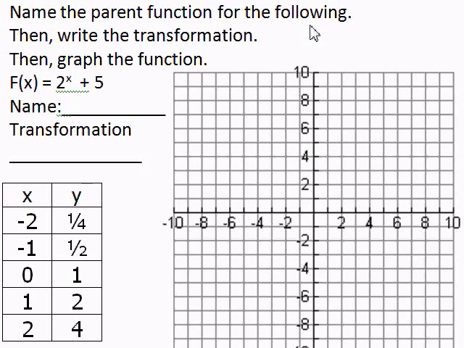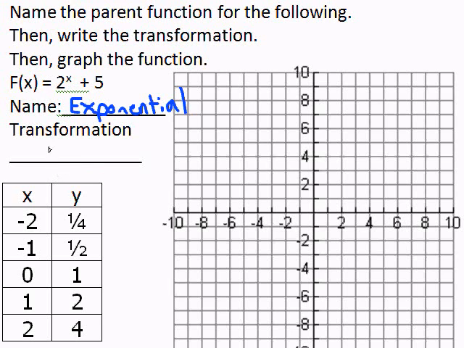Now we're on to an actual example of what you will be required to do. Name the parent function for the following, then write the transformation, then graph the function. Let's go ahead and write the name. Notice it says f of x is 2 to the x plus 5. 2 to the x is the parent function, so its parent is an exponential. The reason we call this an exponential function is because we have a variable x in the exponent.